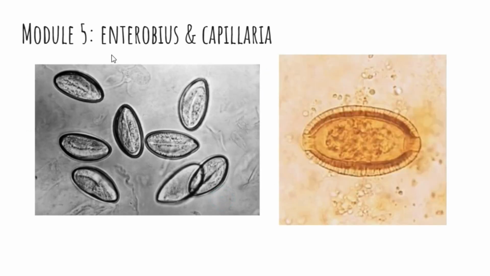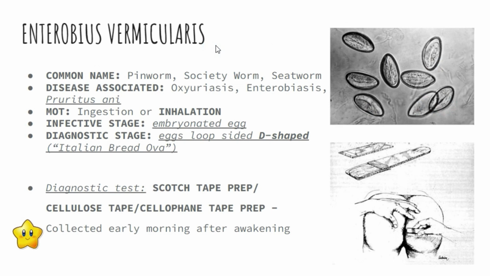Okay, so here we have your next module, Enterobius and Capillaria. Enterobius vermicularis. Enterobius vermicularis is commonly known as the pinworm, society worm, and sitworm. So marami pong other names ang ating Enterobius. Enterobius po, it is one of the most common nematodes as well. Parehas ni Ascaris. Mataas din ang cases niyan from time to time here in our country.